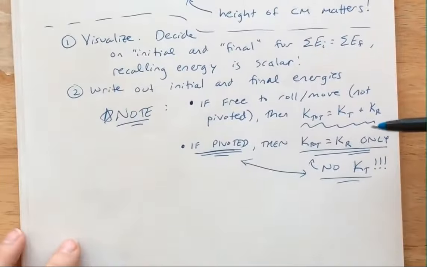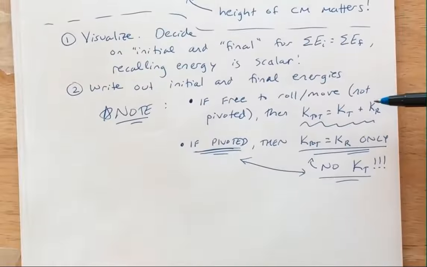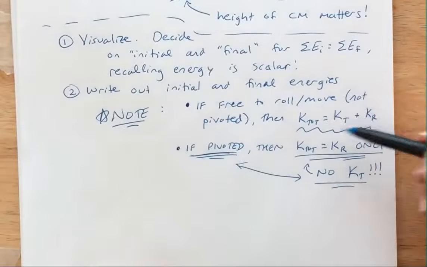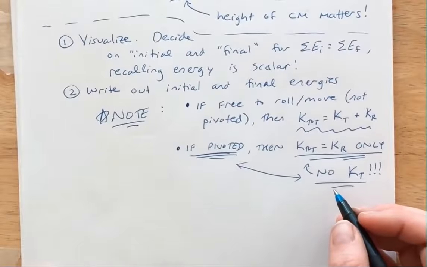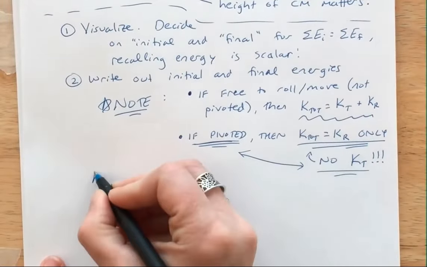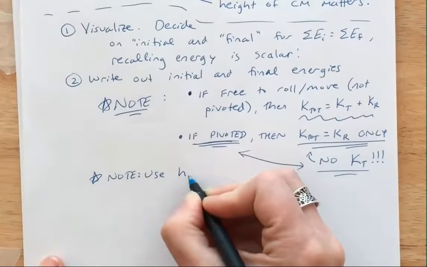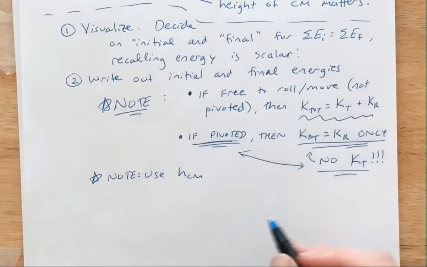When you look at a problem, you have to decide when you're writing out your initial and final energies, is it something that's constraining the motion of the center of mass? Is it pivoted? If so, you only use the rotational kinetic energy. It's all in that rotational term. Or is it something that's free to rotate, say a ball rolling down a hill, a block flying through the air, anything like that. The other note to remember is to use the height of the center of mass for the UG.